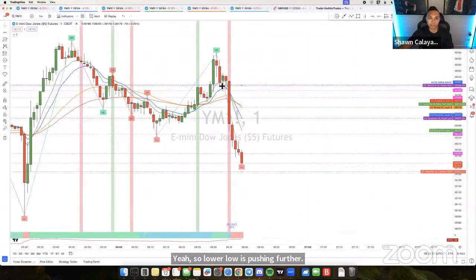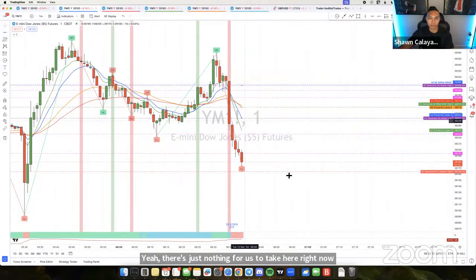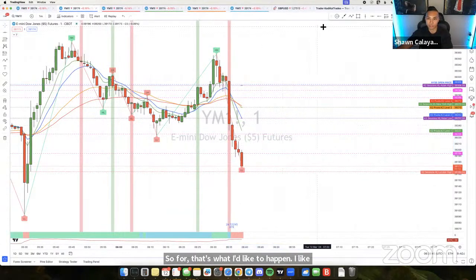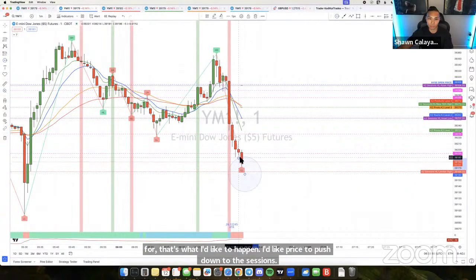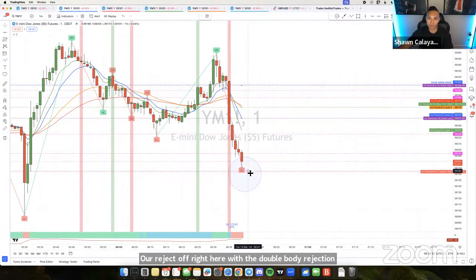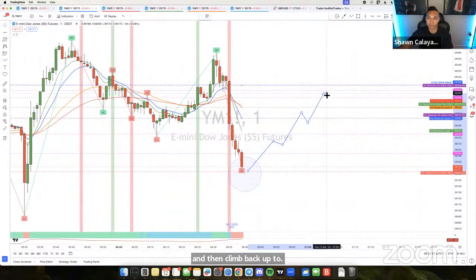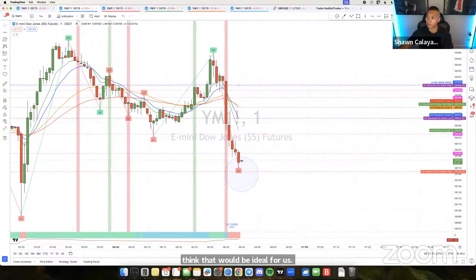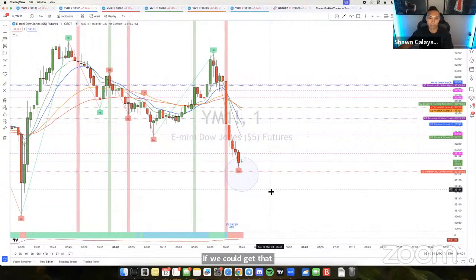There's just nothing for us to take here right now. There's no pivot scalp there. It looks like price is going to push down to the sessions, maybe bounce off. That'd be ideal. Preferably, that's what I'd like to happen. I'd like price to push down to the sessions, reject off it right here with a double body rejection, and then climb back up to opening price. Right? I think that'd be ideal for us if we could get that. I prefer it to just drop a little further.